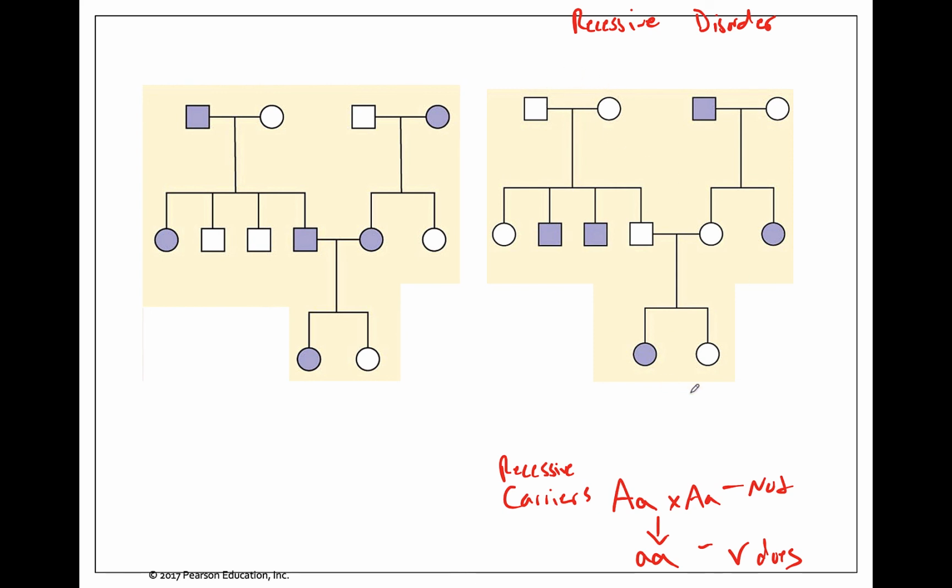now I can figure out the genotypes of these individuals. I know this is a recessive disorder. I'm just going to use A. So this person has to be big A, little a, big A, little a.